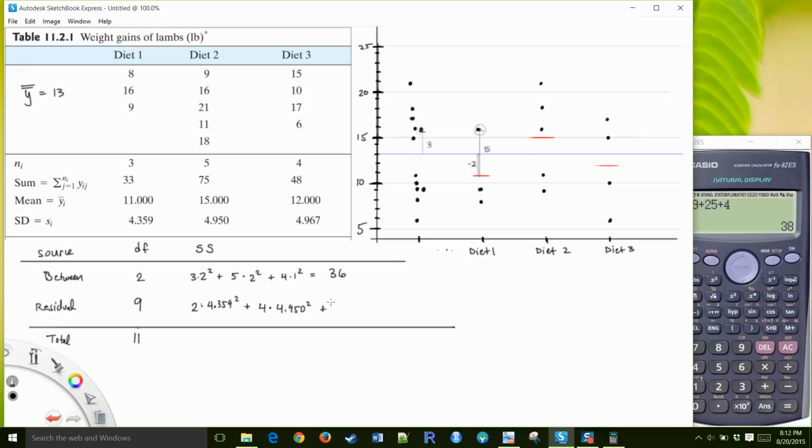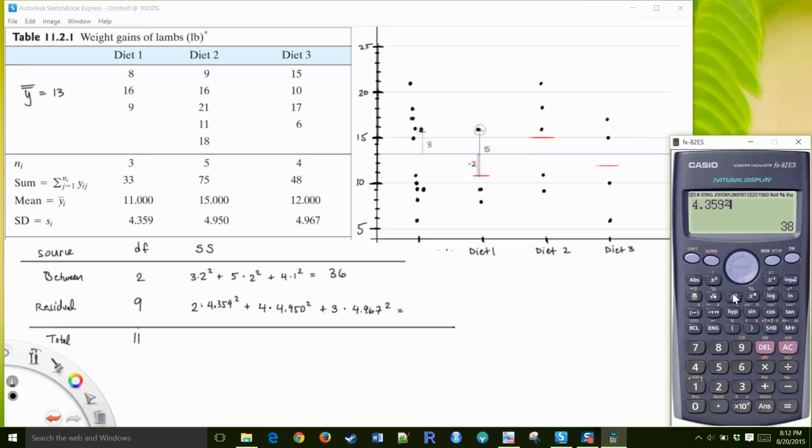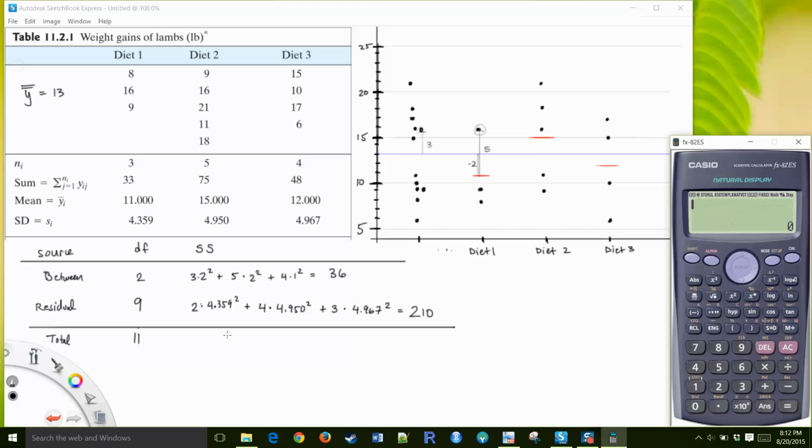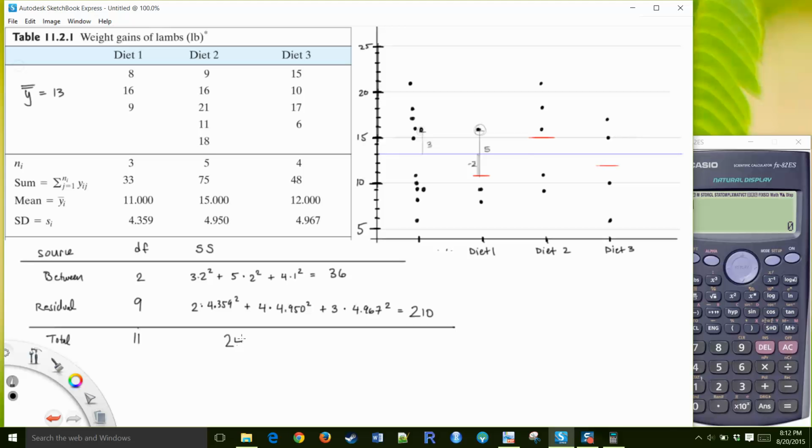My mean squares will be 36 over 2, 18. And my residual mean square will be 210 over 9, 23.33. And my F ratio is going to be 18 over 23.33. So I get an F ratio of 0.77.